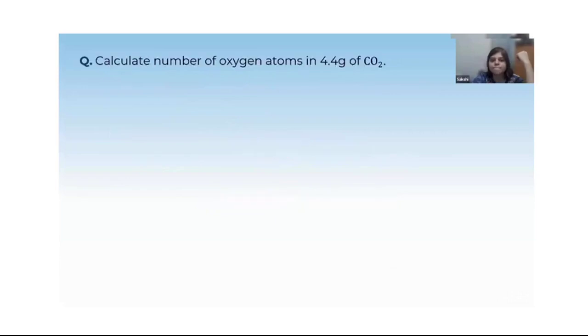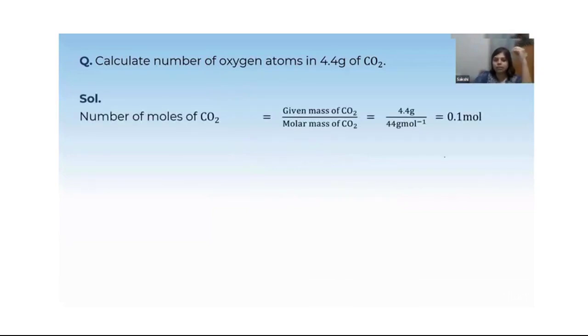Let us move forward. Calculate the number of oxygen atoms in 4.4 grams of carbon dioxide. Just now we had found out the molar mass, right? So let us look at the answer. Firstly, we find out the number of moles. We know that 44 grams, the molar mass of carbon dioxide, is 1 mole. So 44 grams of carbon dioxide is equal to 1 mole, right?